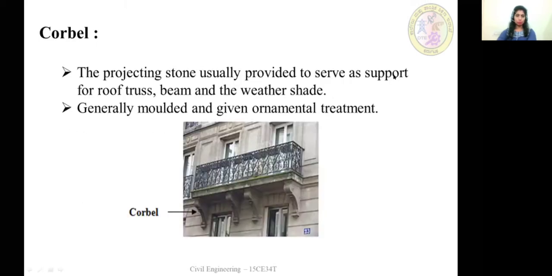Next, move on to the corbel. The projecting stone, usually provided to serve as a support for the roof truss, beam, and weather shade. Usually you can observe this in public buildings and residential buildings, and it is generally molded and given ornamental treatment.